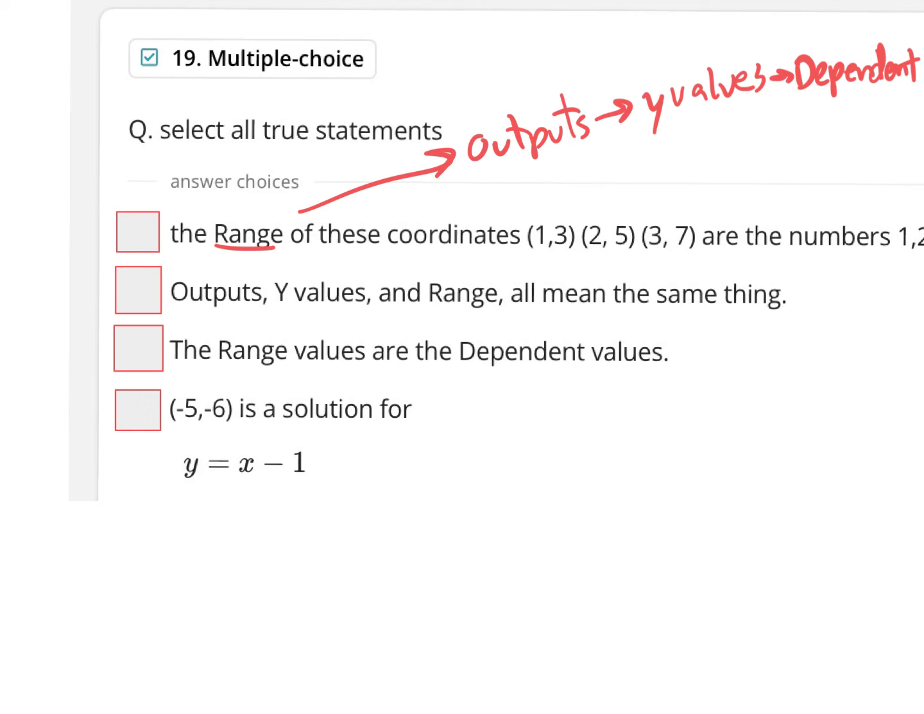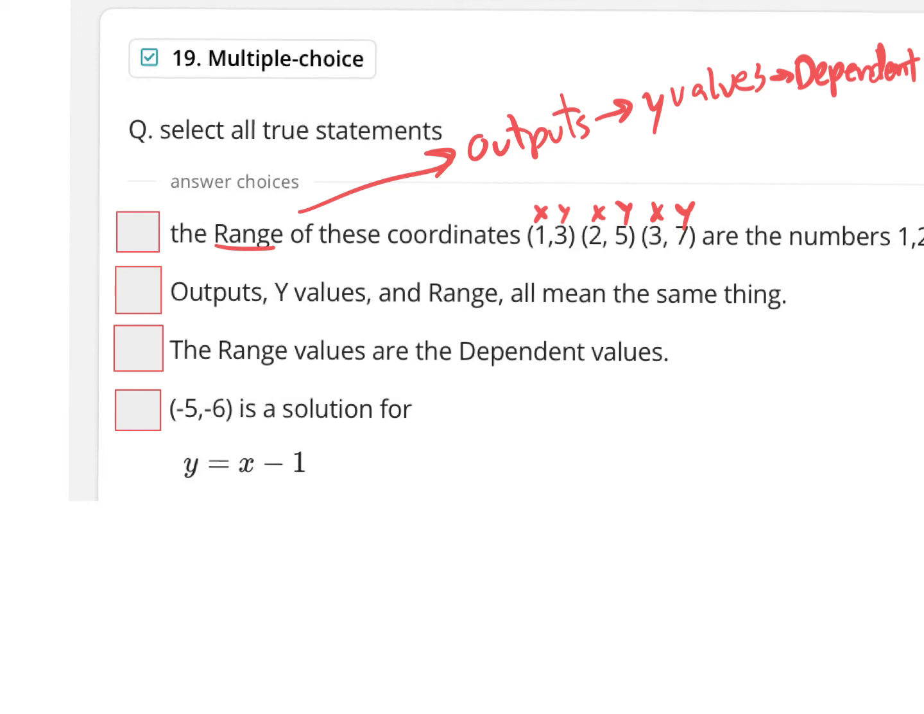So the range values of these coordinates are ordered pairs. What are ordered pairs? It's a pair of numbers, x and y, x and y, x and y. So the range is talking about the outputs, the y values. So what are the y values? It's 3, 5, and 7. And it says right here that the range are the numbers 1, 2. No, it's not 1, 2, and 3. Those are the domain values. Those are the x values. The range values are your outputs.